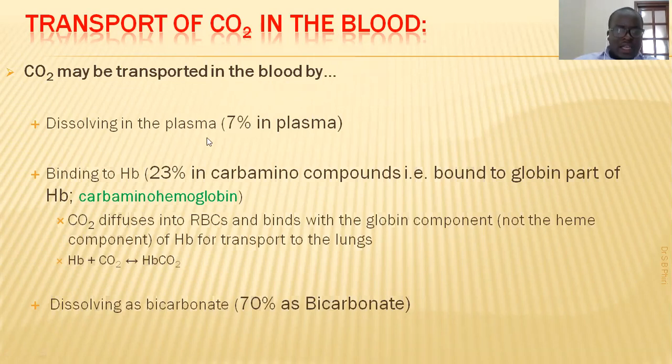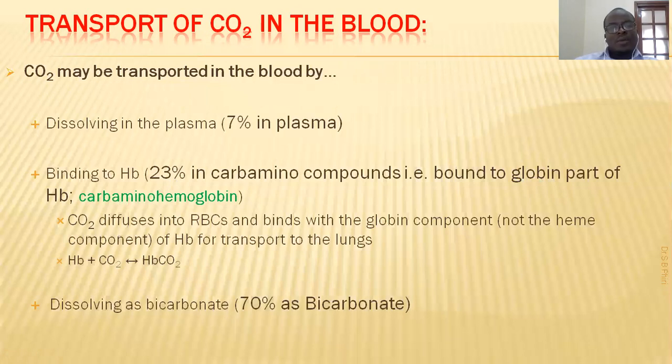The 23% of carbon dioxide will go and bind to the globin part of the hemoglobin. So it's binding to the globin part of the hemoglobin. And this combination of the globin plus carbon dioxide is called carbaminohemoglobin. So you have carbaminohemoglobin or carbamino compounds, whereby they go and bind to the globin. So if carbon dioxide is binding, it's called carbaminohemoglobin.